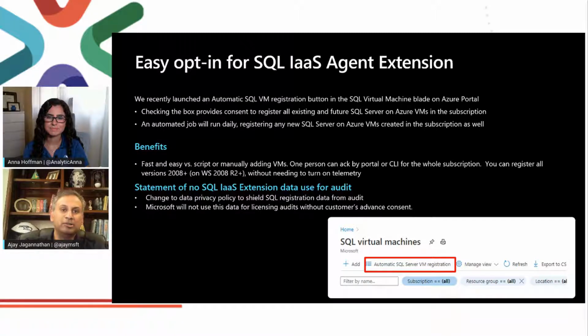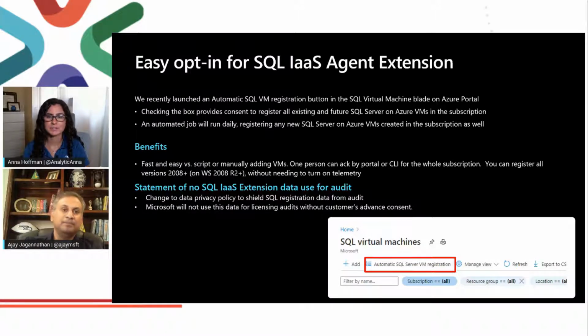Most importantly, as it calls out at the bottom, this data will not be used for any audit. So Microsoft will only use this to help you manage your environments better. And if you want to do this automatically across your entire tenant, many subscriptions, you can also use the command line interface to set it up, so you don't have to go to the portal to do this experience.